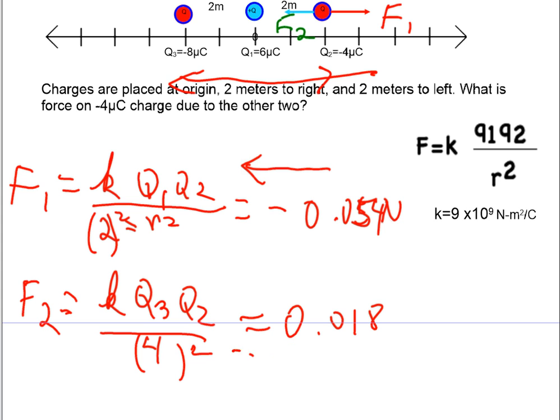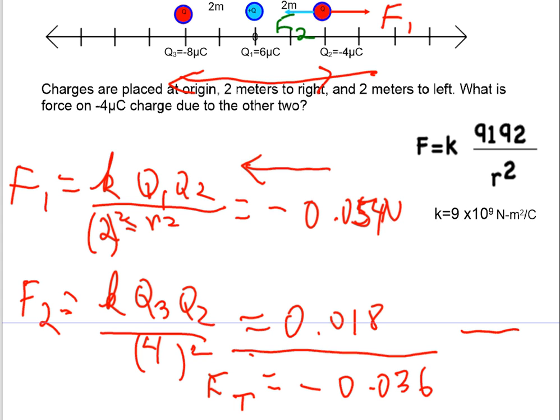The total is the sum of these two. If you add them up, they come out to minus 0.036. The minus tells you that the net force is to the left because the bluish one is bigger than the reddish one.